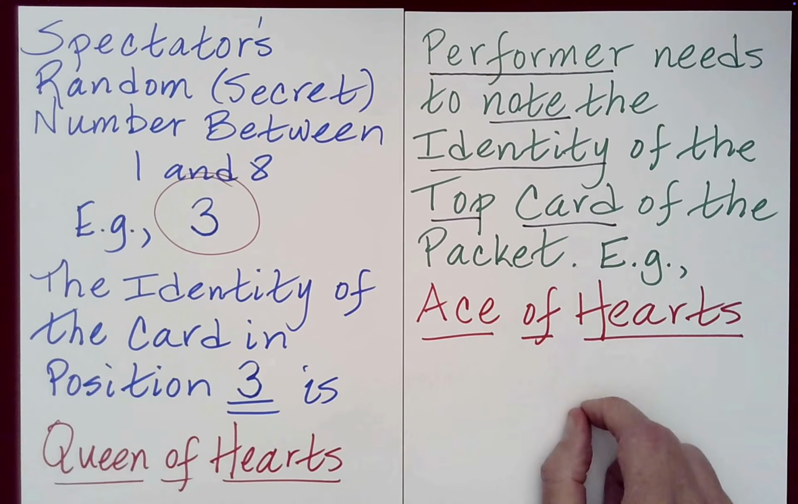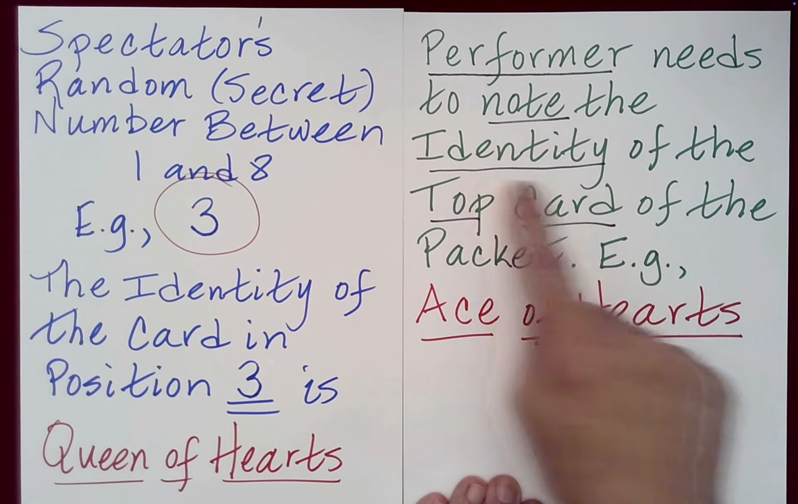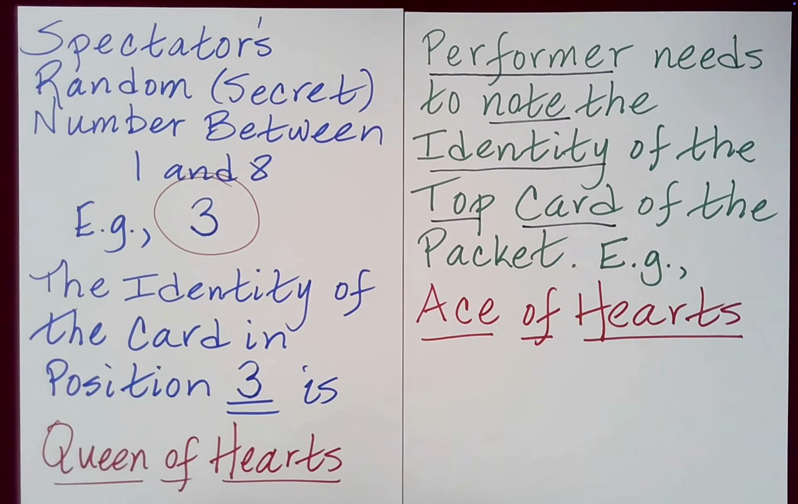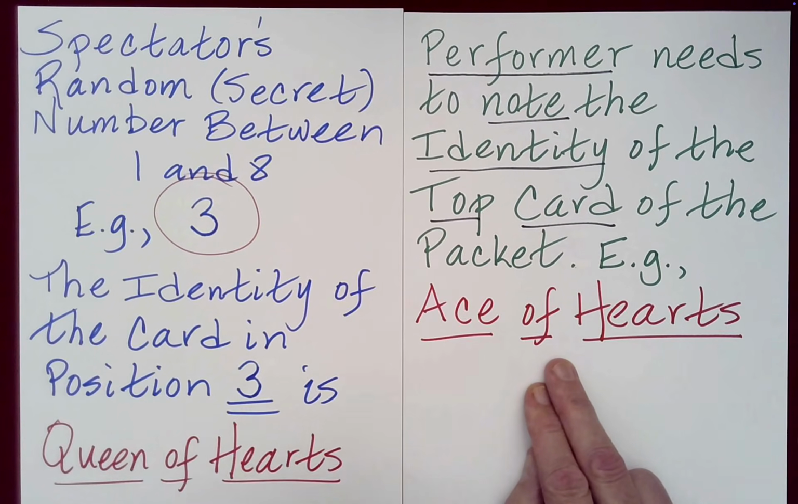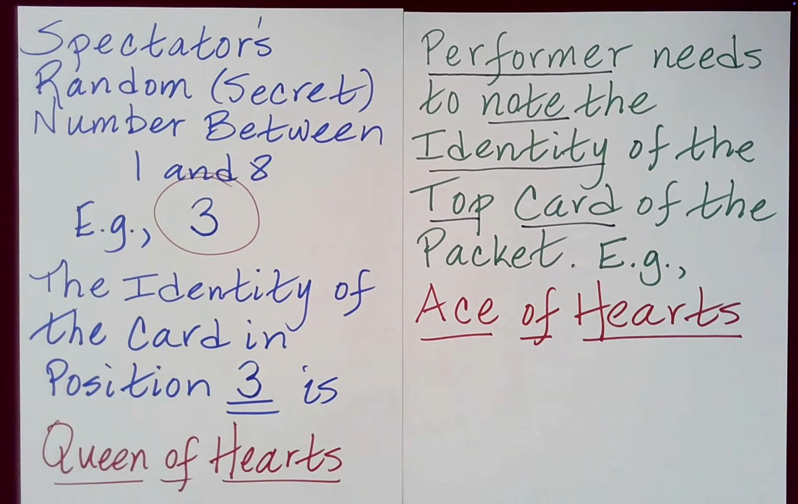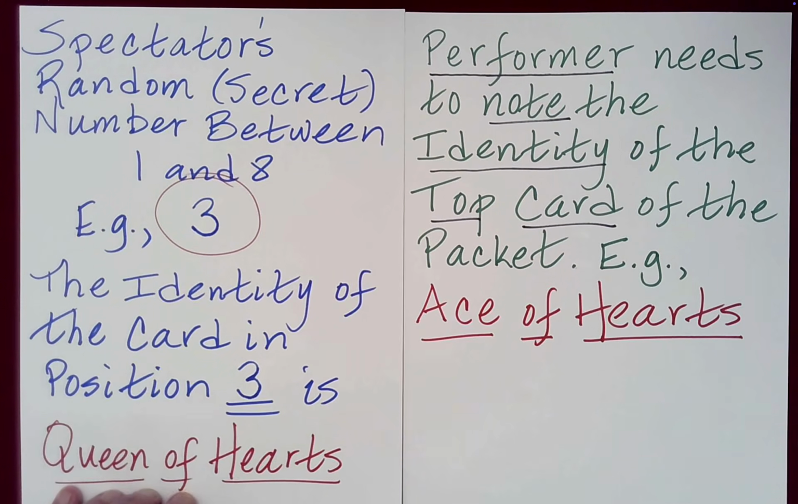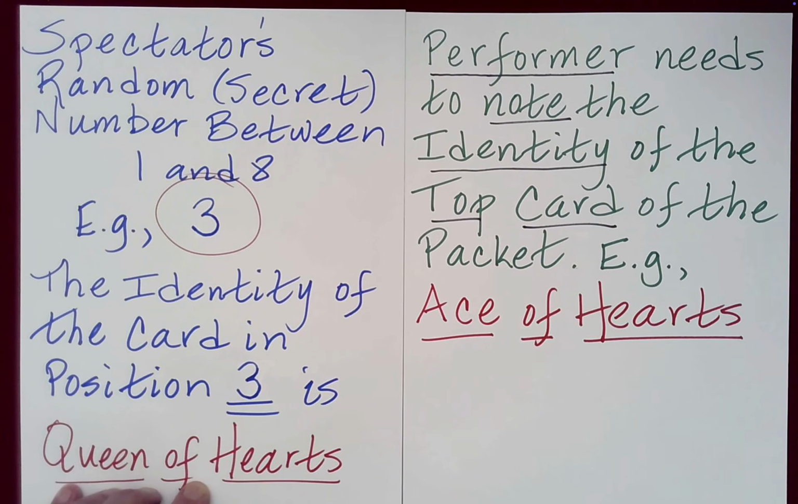All the performer knows is the performer has noted the identity of the original top card of the packet before this series of questions that are asked with up-jogging the cards, okay? So the performer just makes note of the top card. In our example, it was the Ace of Hearts. And then just do everything I've already explained. This will work for you every time, and you will just be blown away by the look on the spectator's face when you not only identify their special card, the Queen of Hearts, but you actually state what their thought of random number between 1 and 8 must be.